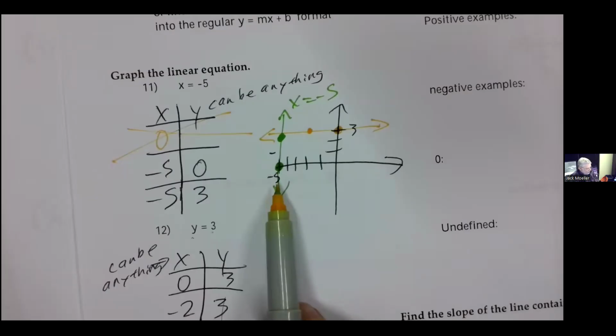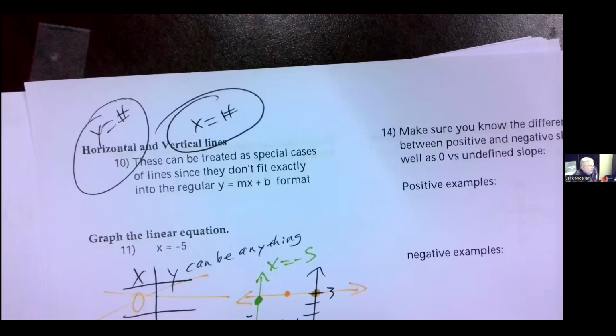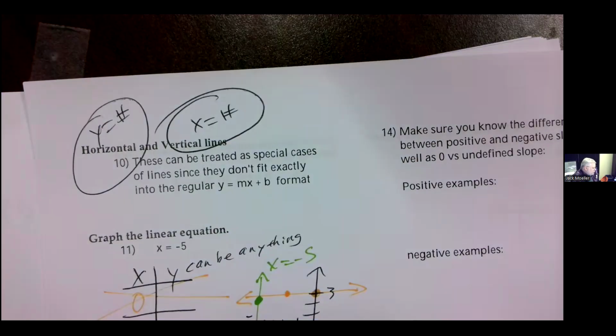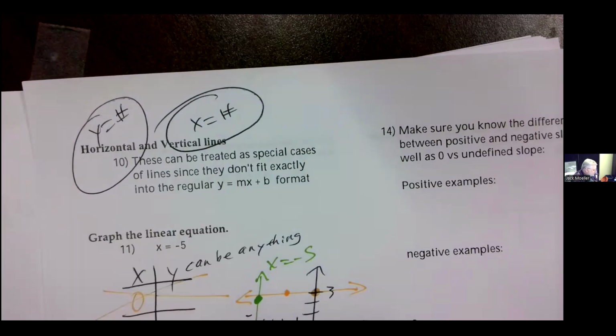So x equals a number is a vertical line, y equals a number is a horizontal line. And it's to your benefit to get that memorized because basically you treat horizontal and vertical lines as special cases that don't follow y equals mx plus b. Like I said, those are going to be sprinkled throughout the rest of the chapter 3 or chapter 2 stuff. We do a lot more.